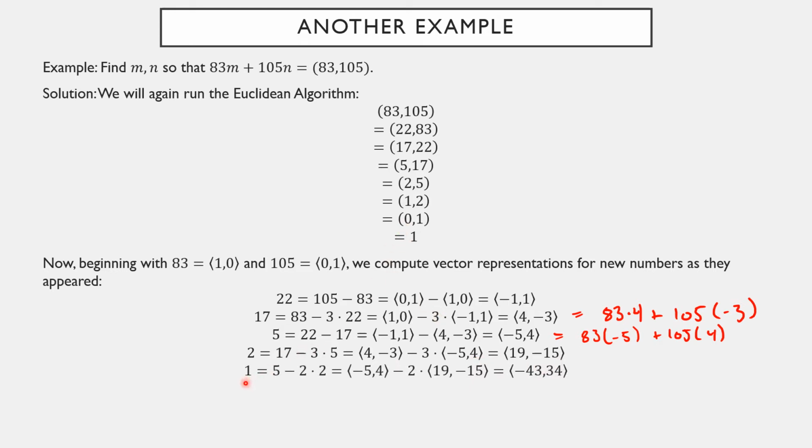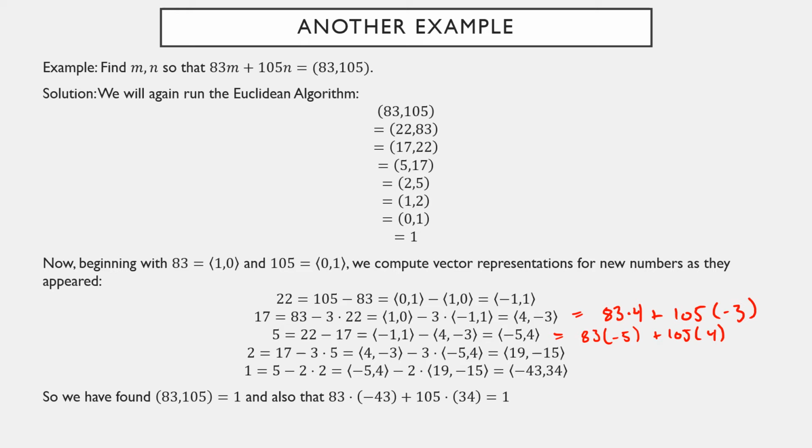Next line, the remainder of 1 was 5 minus 2 times 2. Here's the vector for 5. Here's the vector for 2. Negative 5 minus 2 times 19 is negative 43. 4 minus 2 times negative 15 is positive 34. And we are done. The GCD is 1. And we now have a vector that represents 1. So we found the GCD was 1, and this vector tells me that the GCD, 1, can be written as 83 times negative 43 plus 105 times 34. And that does, in fact, check out.